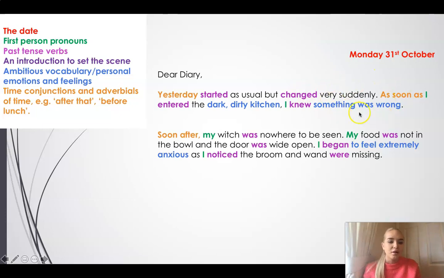I knew something was wrong. That's an opinion, an emotion. I can continue reading here and I can see my food was not in the bowl. It's not very ambitious, not really an opinion. The door was wide open. It's not really an opinion either. I began to feel extremely anxious.